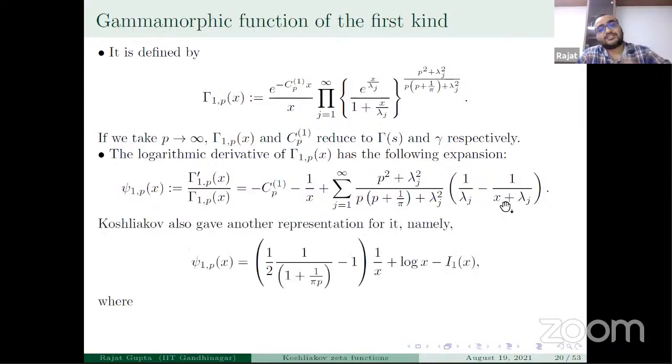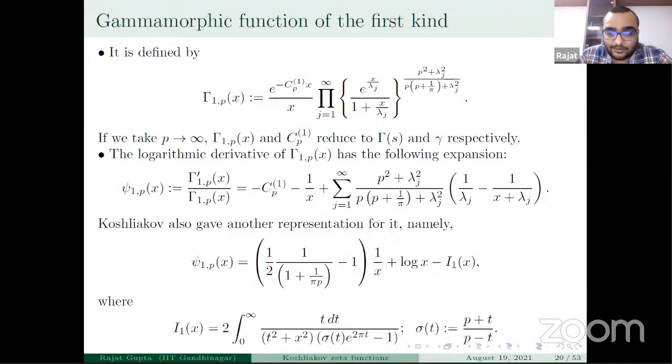Koshlikov not only gave the series representation, but he also obtained an integral representation of this psi 1 of p of x, which is very useful in the coming slides, where I1 of x is given by this integral representation, where sigma of t is nothing but p plus t upon p minus t. As you see, if you take p tends to infinity, it reduces to 1, and if you take p tends to 0, it reduces to minus 1.